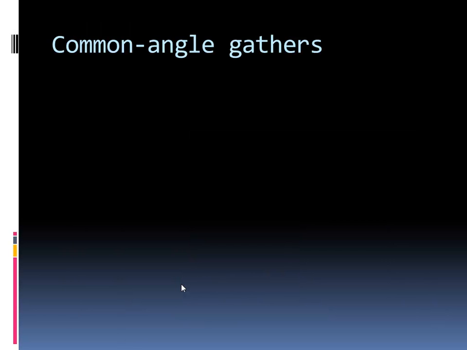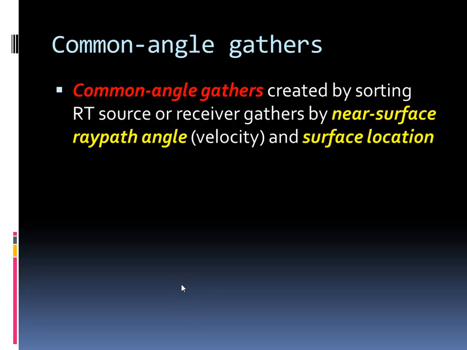Now, let me talk about a common angle gather, which is basically just radial trace data resorted. The common angle gather is created by sorting all the collection of radial trace source or receiver gathers that you've generated by near surface raypath angle and surface location.